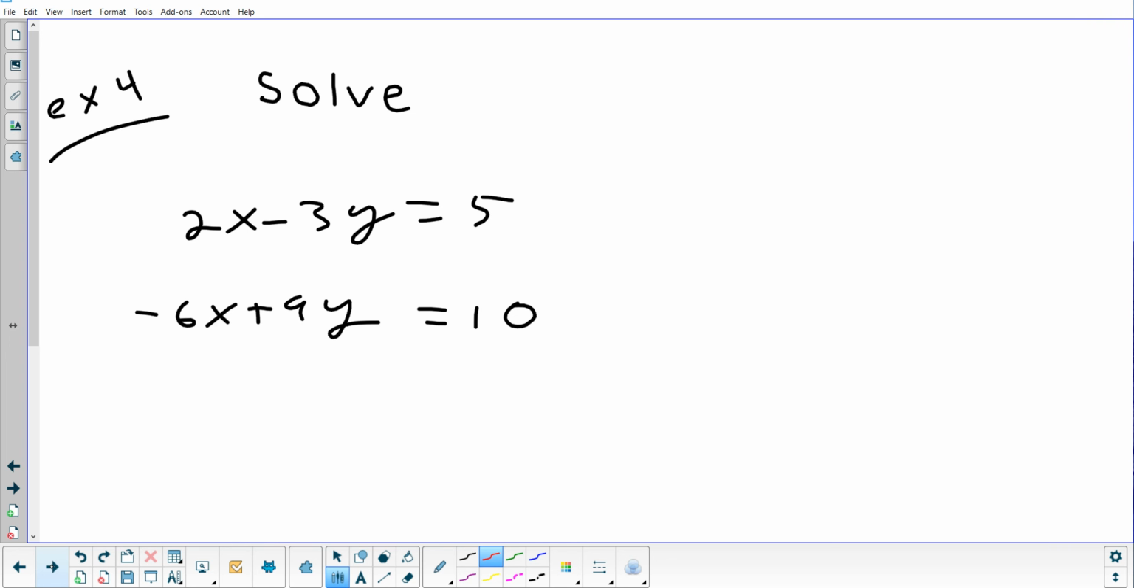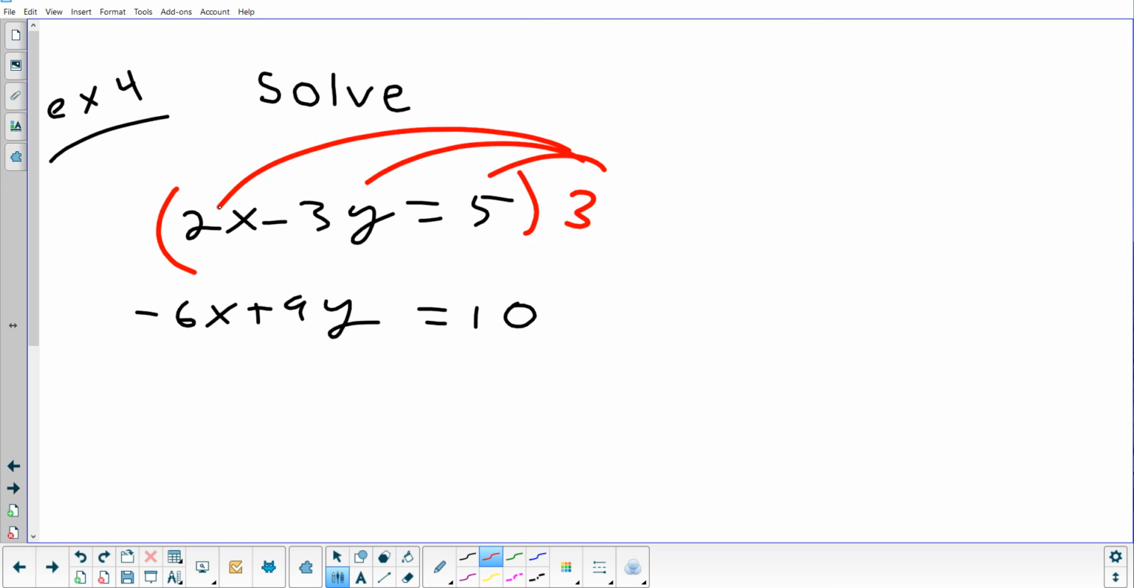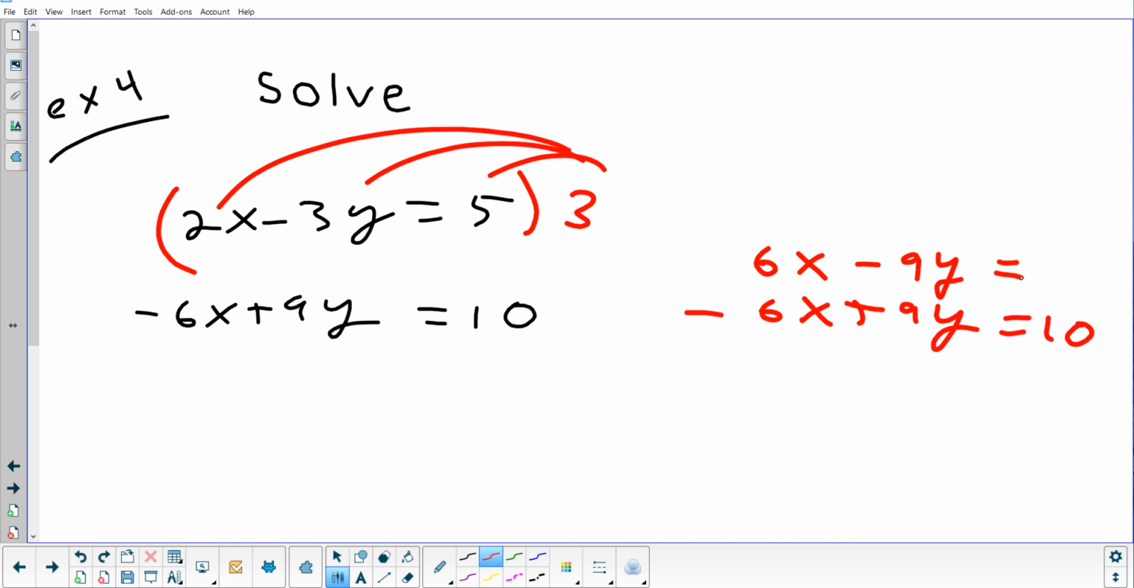Does anyone think they know which equation we want to change? Daily? Yep, want to change the top one. And anyone else know what we're going to do to change it? Yeah, Jack? Multiply by 3. Yeah, multiply by 3. So at the bottom, I'm going to copy it over. Negative 6x plus 9y equals 10. And if I triple the top, I'm going to get 6x minus 9y equals 15.